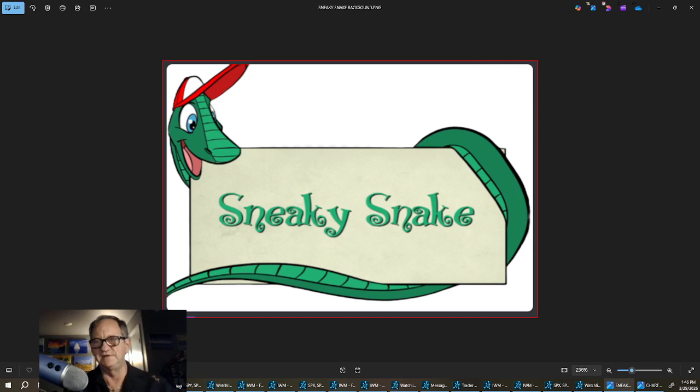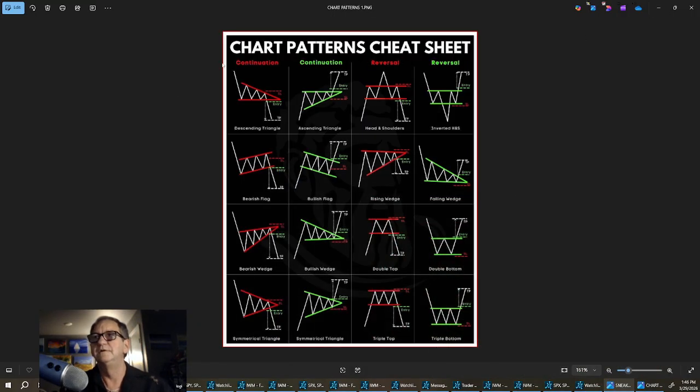It's called the Sneaky Snake Trading Strategy, where I talk about chart patterns, moving averages, and being in the now. And we're going to talk about a chart pattern where you can find a resistance and a support off of. So let's get right to it. This is my cheat sheet.